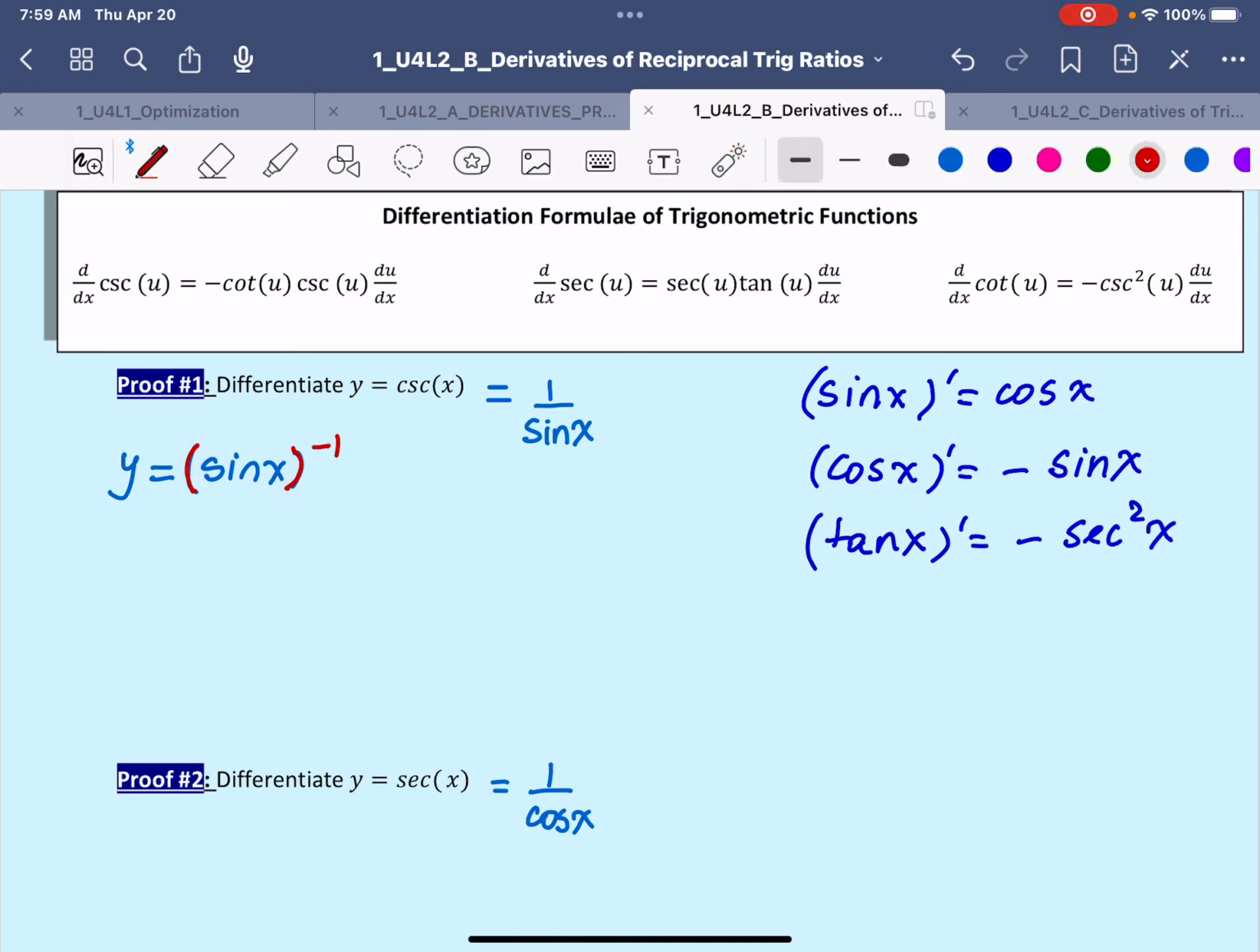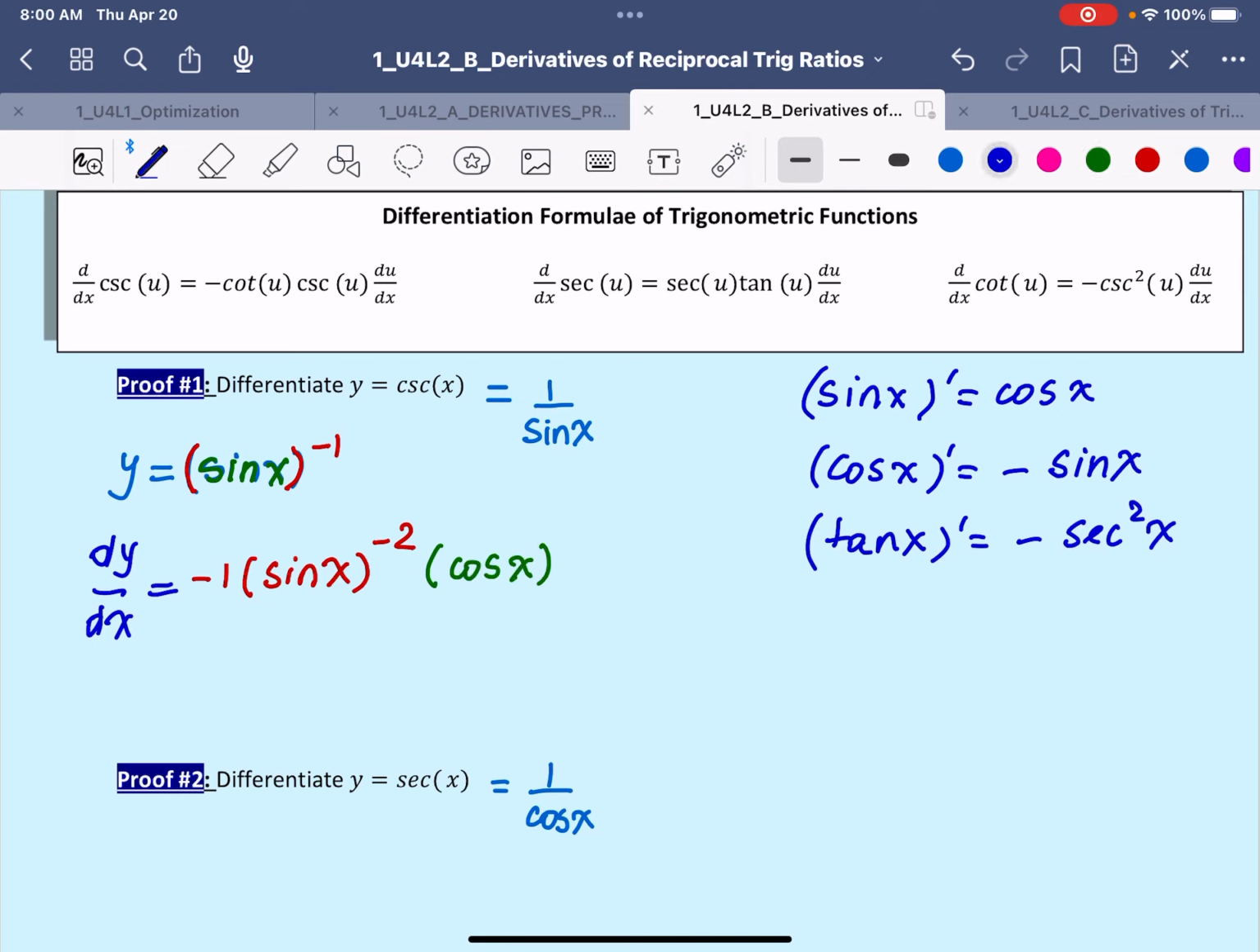So dy dx equals, we'll start off with the outside function, which is a power function. So that means we have -1 sine of x brought to the power of 1 less than -1. So -1 minus 1, -2. And then we differentiate the inside of the function, which is the derivative of sine, which equals cosine x.